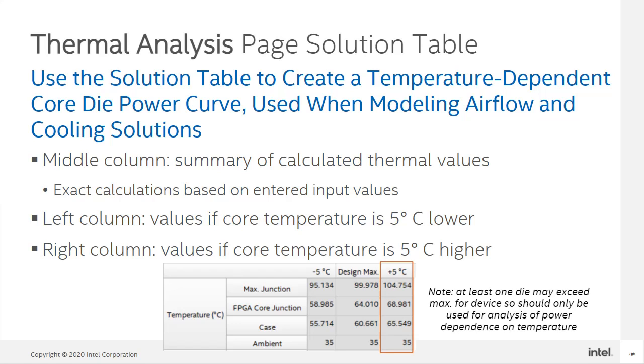As such, the plus 5 degrees column should only be used as an analysis metric and not as a basis for the cooling solution. The variance in core junction temperatures reported can also be used to create a temperature-dependent core die power curve. This is often used by computational fluid dynamics, or CFD, tools when analyzing airflow and cooling solutions.